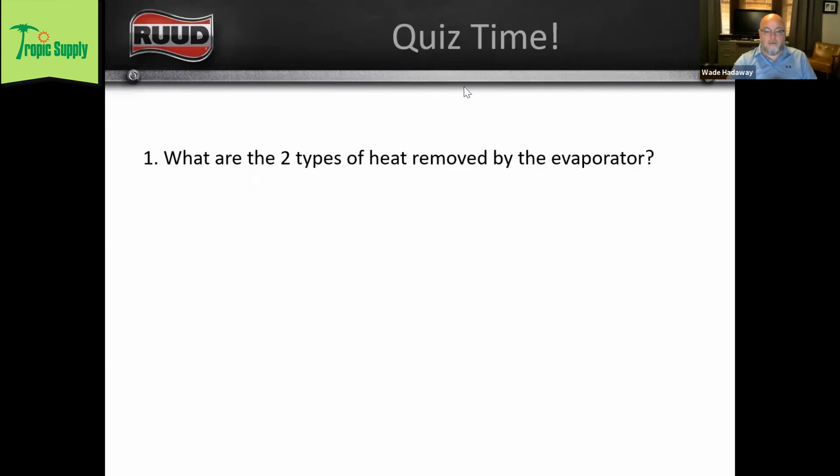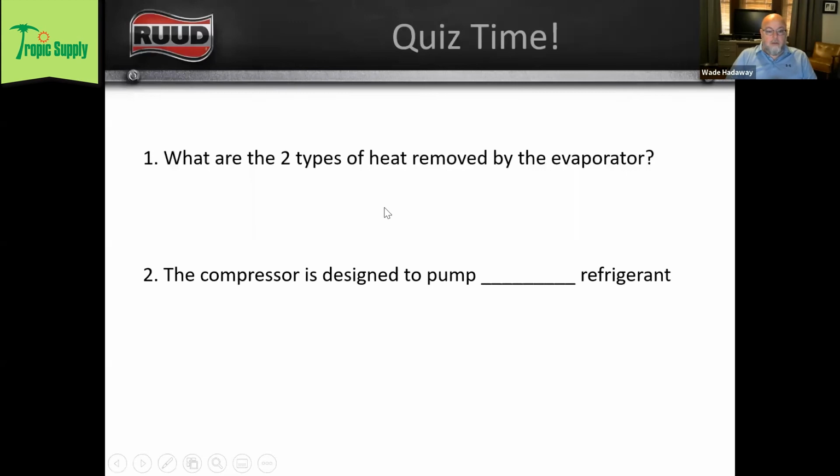All right, so our second question: the compressor is designed to pump what? And I'm not looking for a type of refrigerant, but what state of refrigerant is the compressor designed to pump? Lots of correct answers. Wow, lots of correct answers. Anthony Kaiser is the winner on that one. Good job.